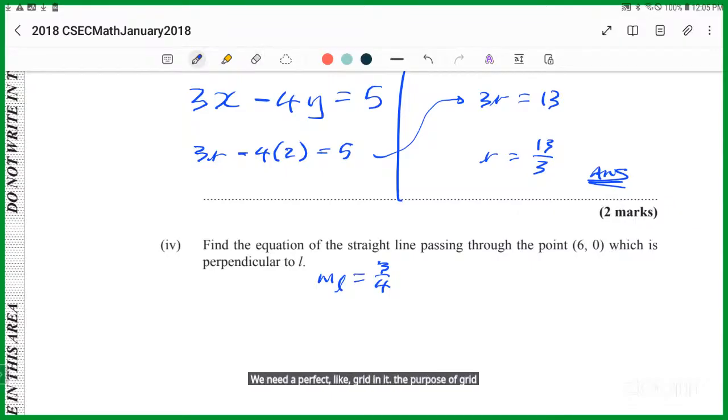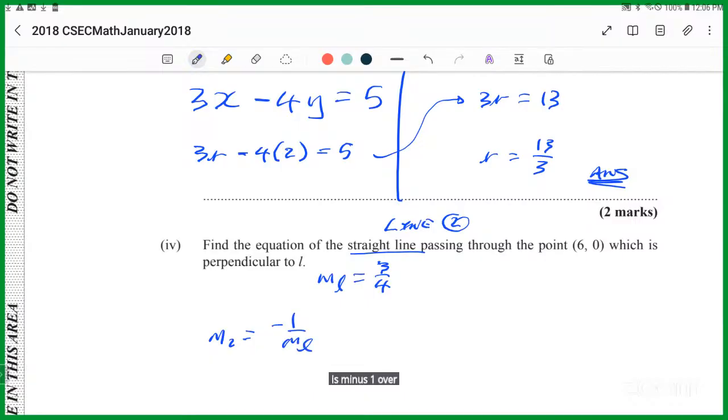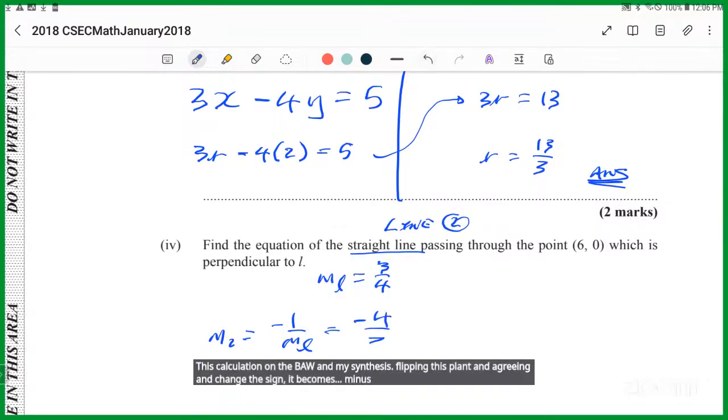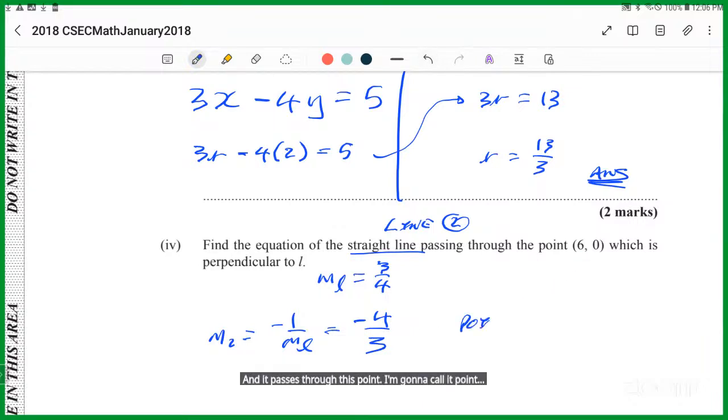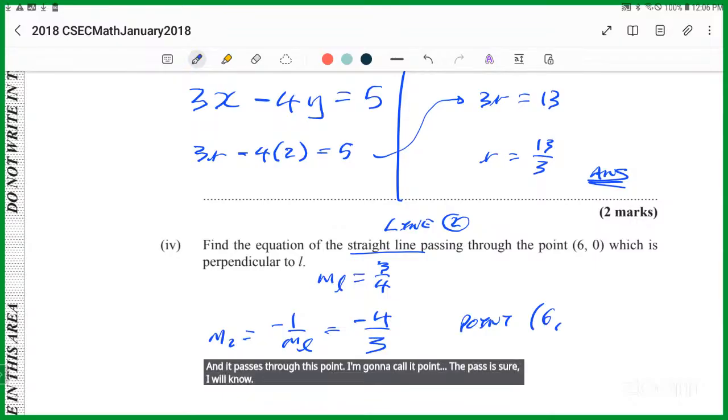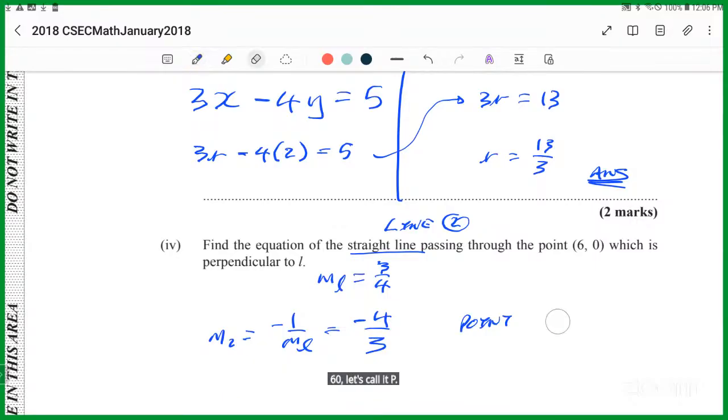Let's call this line that I want line 2. So the gradient of line 2 is minus 1 over the gradient of line L because they're perpendicular. This calculation is done by simply flipping the line L gradient and changing the sign. It becomes minus 4 over 3. And it passes through this point, the point we know, 6, 0. Let's call it P so we can reference it.